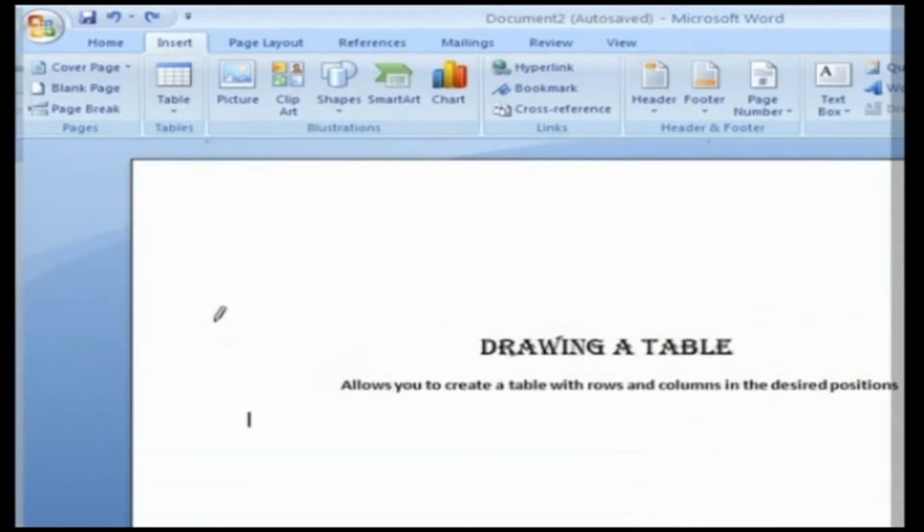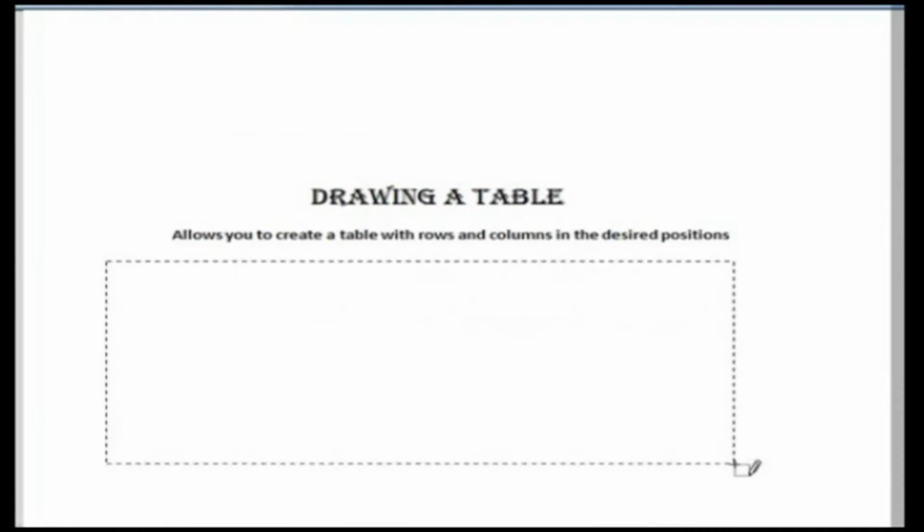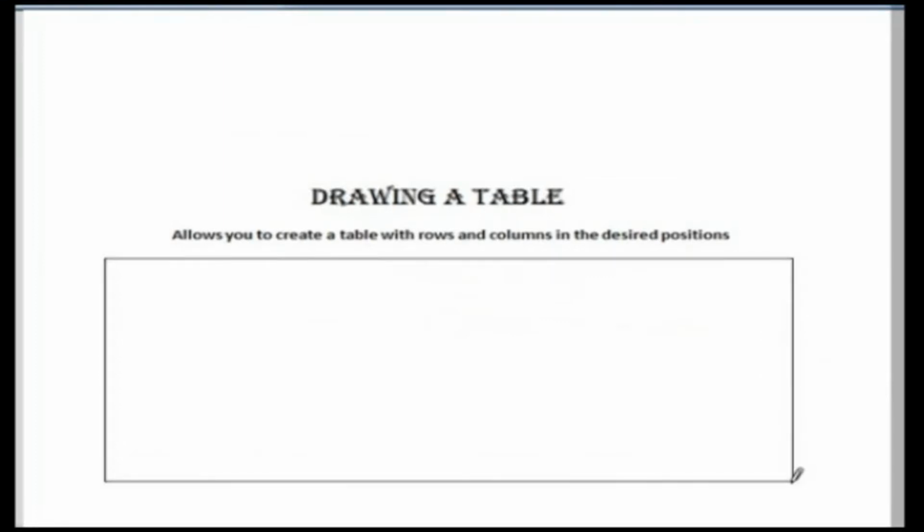Your insertion point turns into a pencil. To create the frame of your table, click and drag the pencil until the outline of the table reaches the desired size. Release the mouse button. The outside frame of a table appears. To draw vertical and horizontal lines to create your columns and rows, click and drag the pencil within the table.